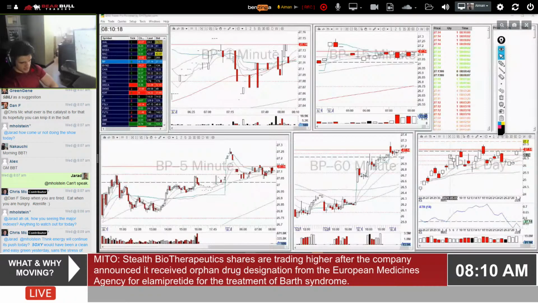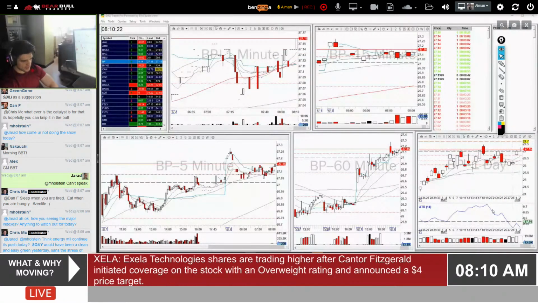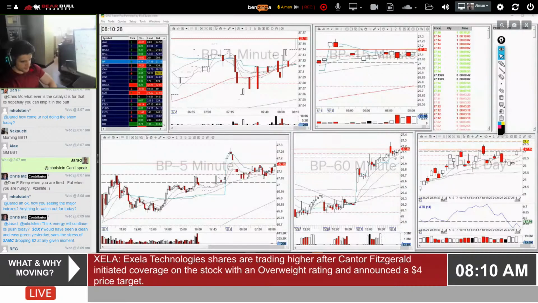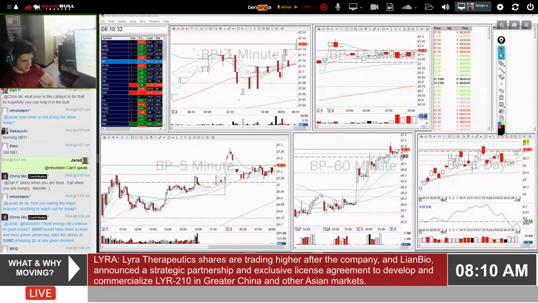BP is decent. Small gap, around 10 cents. The average daily range is 50 cents, so you still have 40 cents of room to run. The 60-minute chart is in a range. If it keeps the same range and gives us an open range breakout, it could be interesting.